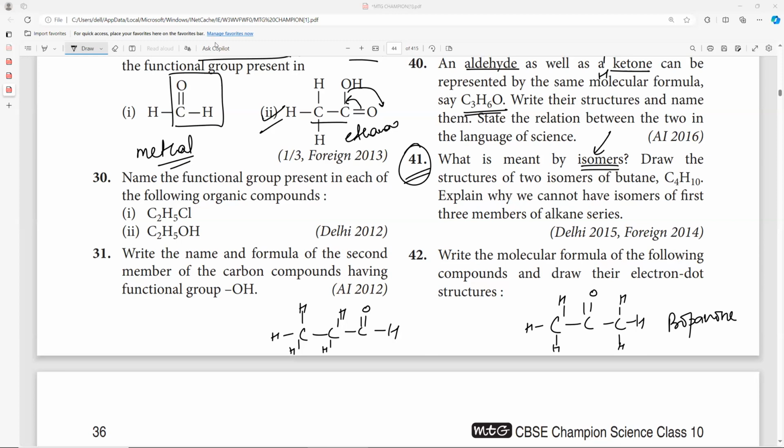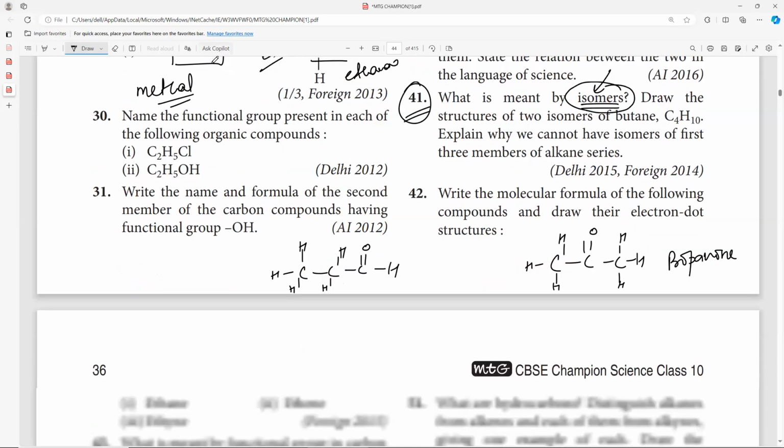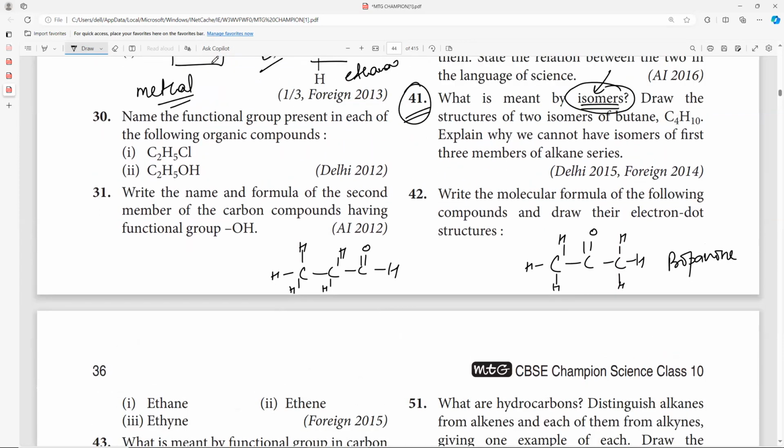Yeah. So here we need to understand that isomers are compounds of hydrocarbon that have the same molecular formula but different structures. Okay, they are called isomers. What are isomers? The compounds having the same molecular formula but different structures are considered isomers. And it is asking to draw the isomers of butane.